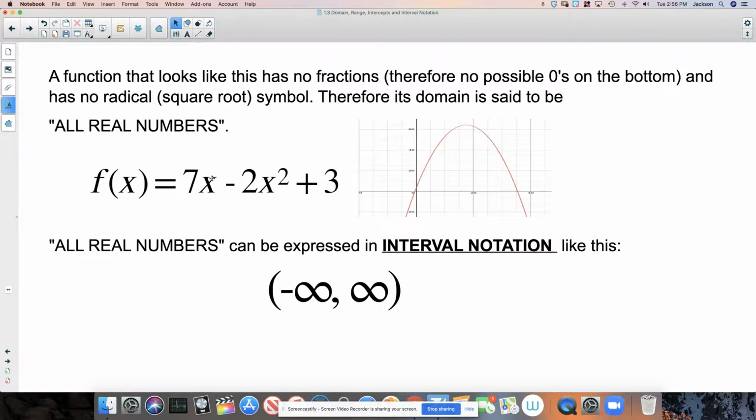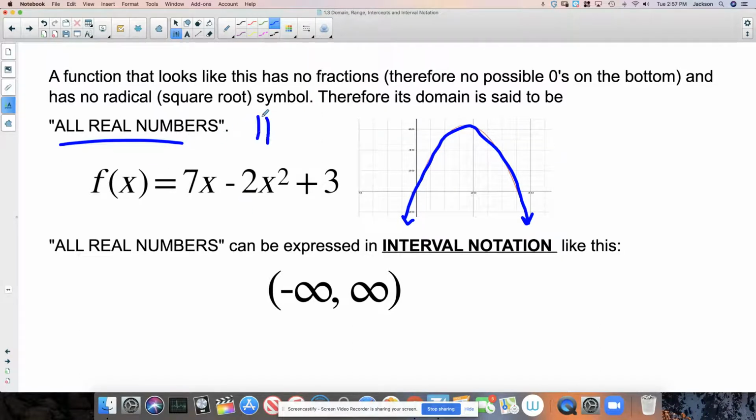A function that looks like this has no fractions, therefore it can't be 0 in the denominator, and it has no square root symbol, so we don't have to worry about positives and negatives. So with a function like this, we see that it spans all the way from the left to the right. Now, obviously the window is of a finite size, but we can assume there's no breaks. There's none of those invisible lines. It's continuous all the way from the left to the right. So for a function like this, we would say that the domain is all real numbers.